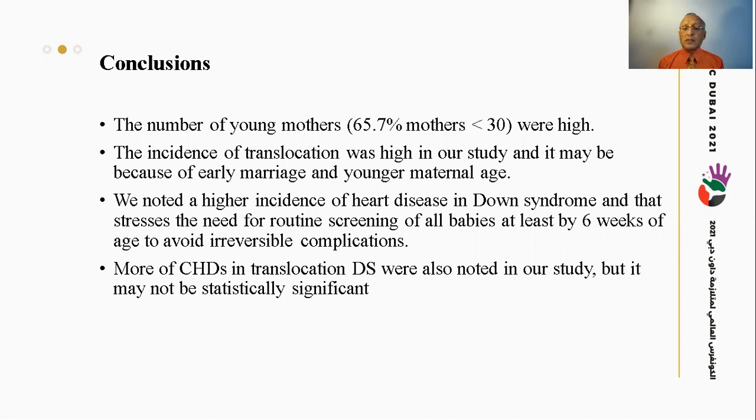We noted a higher incidence of heart disease in Down syndrome, and that stresses the need for routine screening of all babies at least by 6 weeks of age to avoid irreversible complications. We normally do an echo at birth or at the first contact with the child. And if that is normal, we repeat it after say 6 weeks to 3 months. If that is normal, fine, it goes on. Otherwise, we have a periodic checkup. And then what we want is to pick up before the child has an irreversible complication.